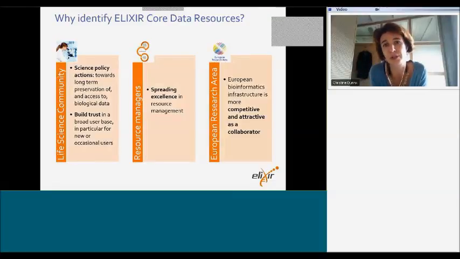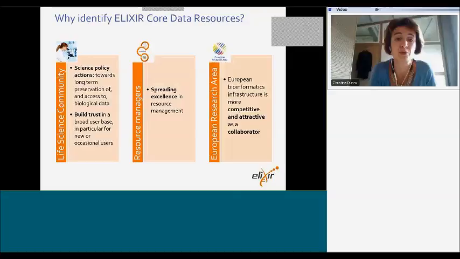Defining these core data resources will be very useful for three types of stakeholders. First of all, the life science community. We will be building trust in a broad user base, for example for new and occasional users. Very important, these ELIXIR Core Data Resources will form the focal point of technical and science policy actions, and will support the long-term sustainability of these resources. It will be very useful to be able to go towards funders and policymakers with transparent indicators and information on the quality and the impact of these data resources.